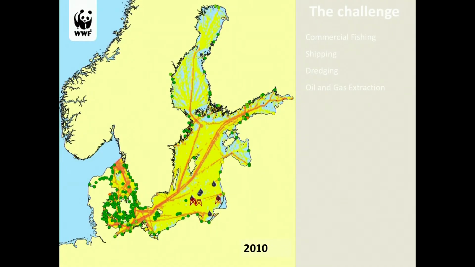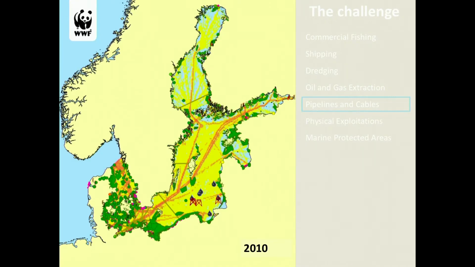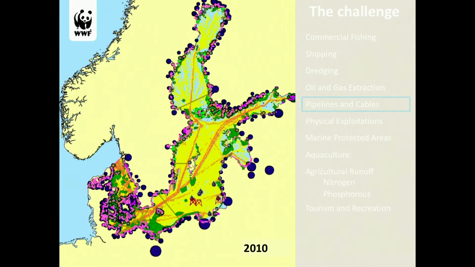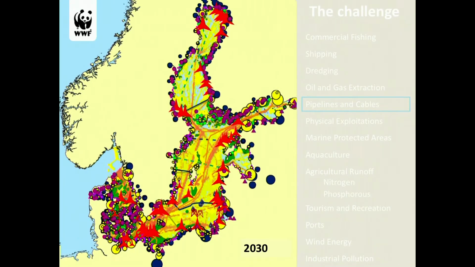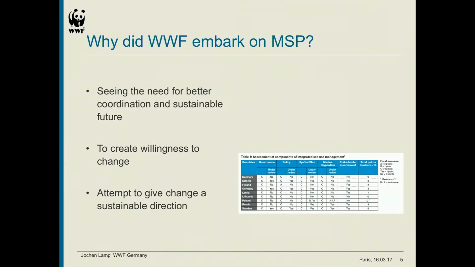So we first pictured the problem of the Baltic Sea. I just flipped through it. That is the overlaying sea uses in 2010. So you see now 2020, if you follow the predictions, and 2030. If we then have no problem to solve with MSP, then we have done a bad job, I think. That's why we embarked on MSP, but we also tried to find compatible ways for different countries to work together, working on transboundary aspects so that these things are compatible, hopefully.